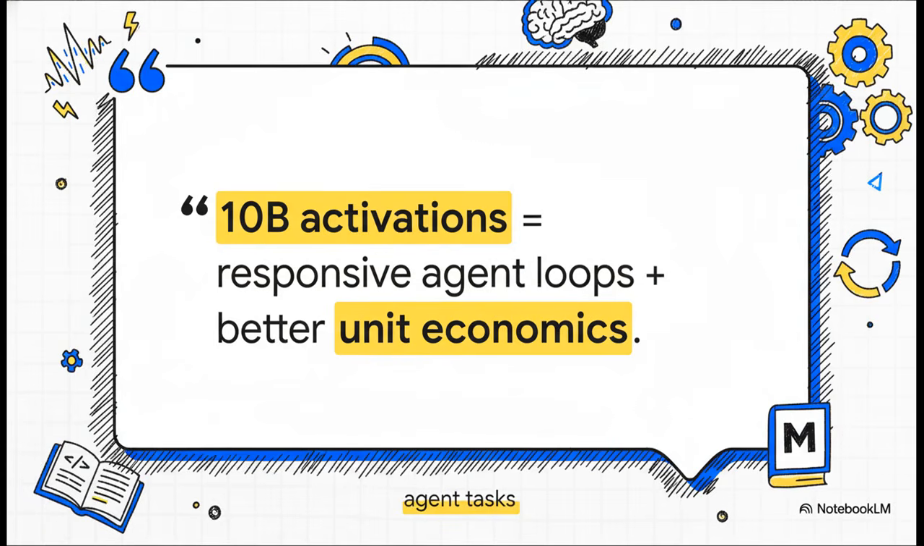You know, the creators really summed it up perfectly. 10 billion activations equals responsive agent loops plus better unit economics. Let me translate that. The AI is faster, and it's cheaper to run. That's pretty much the holy grail for anyone building with AI agents.